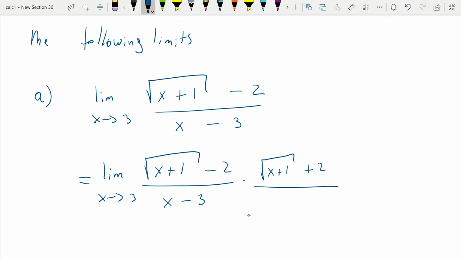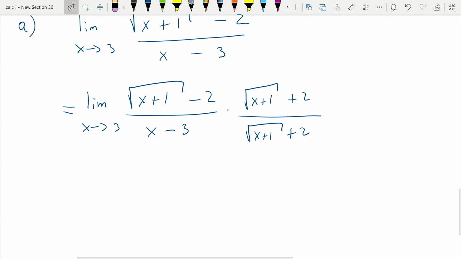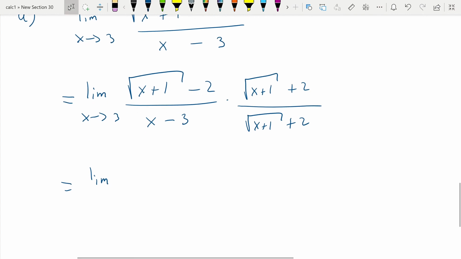So the square root of x plus 1 plus 2, and we divide by the square root of x plus 1 plus 2. We're just multiplying by 1. And remember here that always when we're computing a limit, we're never allowing our variable x to be equal to the limit. I mean the limit value. So we can cancel things out if needed, because we're not letting x take on that particular value. So quantities like x minus 3 are never really 0.